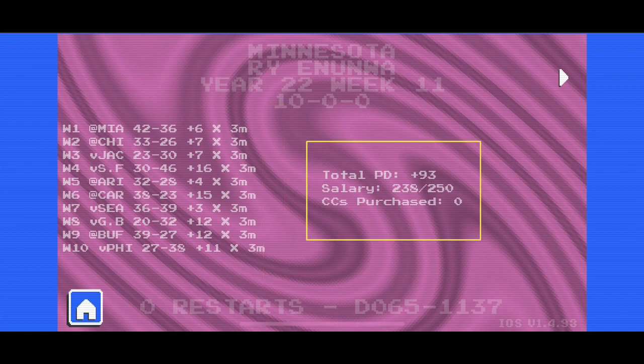Across from that is our total point differential, plus 93. So that tells us the total PD is the total amount of points that we scored minus the total amount of points that the opponent scored. If that number were negative, then the opponent had scored more points than we had. Salary is the total amount of salary being used on the roster slash the total amount of salary available to us. And then CCs purchased would be if you used fiat currency to purchase coaching credits in the game.